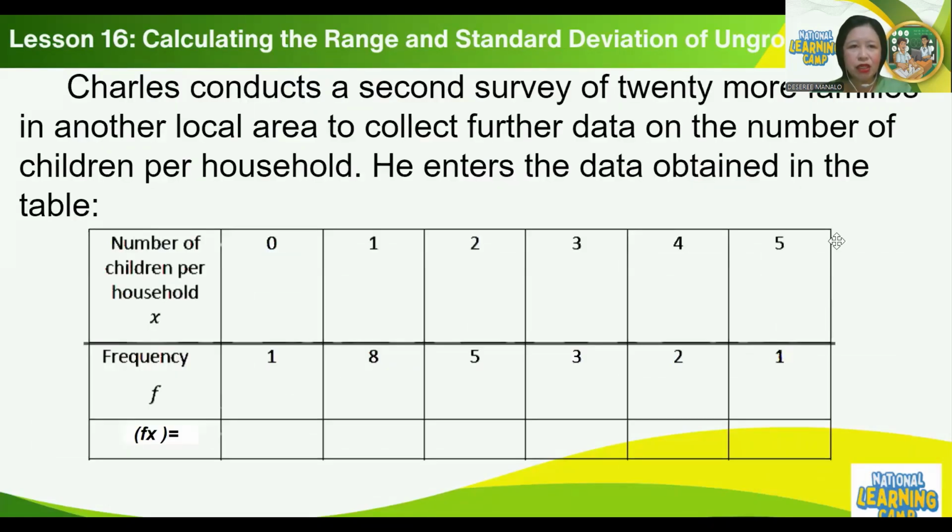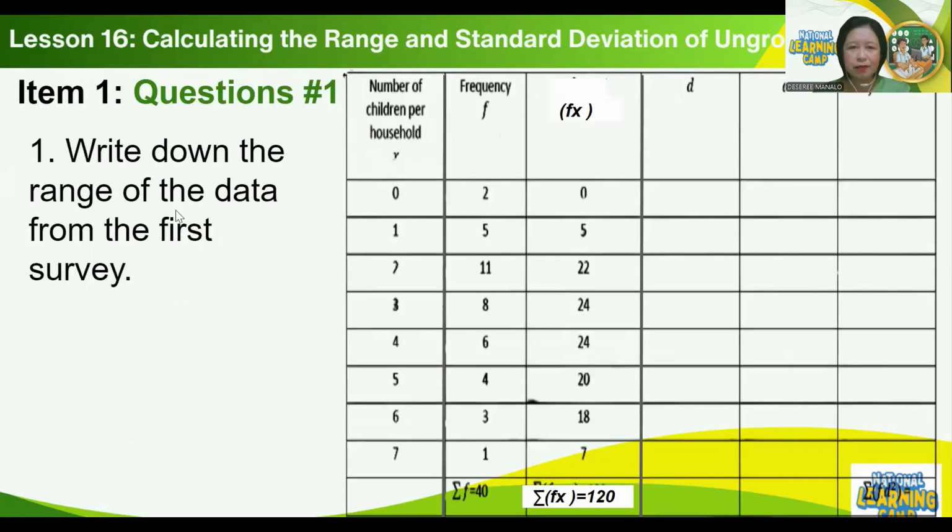For the next one, Charles conducts a second survey of 20 more families in another local area to collect further data for the number of children per household. He enters the data obtained in the table. The number of children is represented as X. So we have 0, 1, 2, 3, 4, and 5. And for the frequency, we have 1, 8, 5, 3, 2, and 1. For item 1, you can pause the video to answer the given questions.